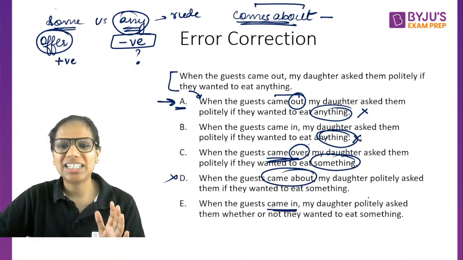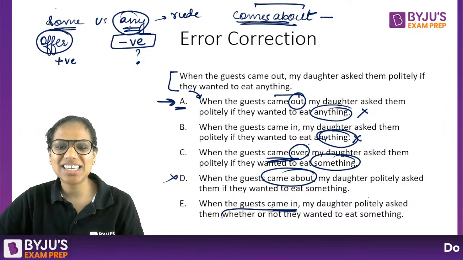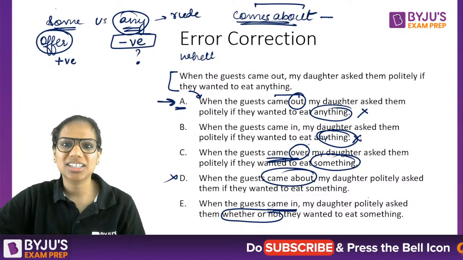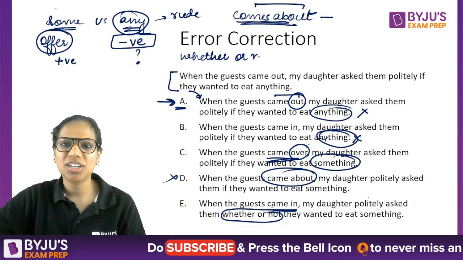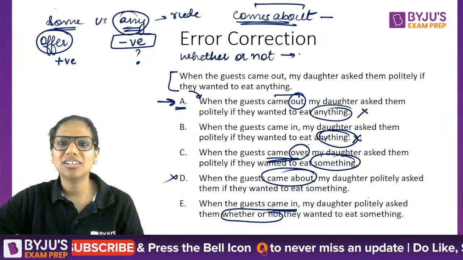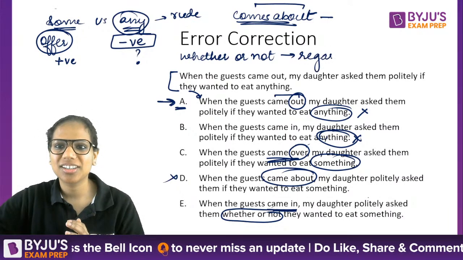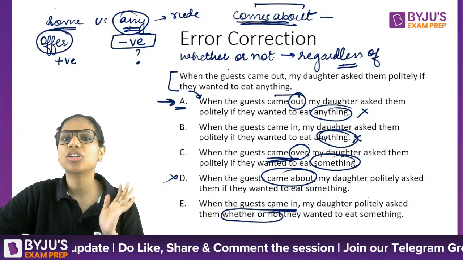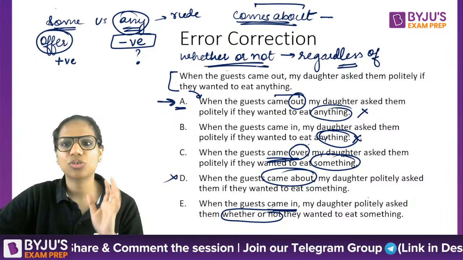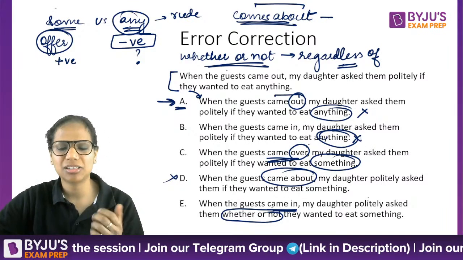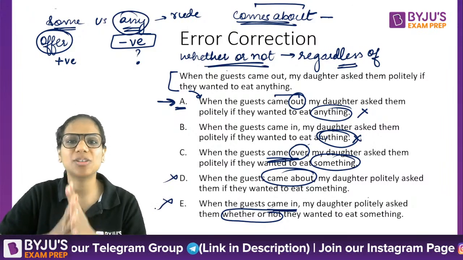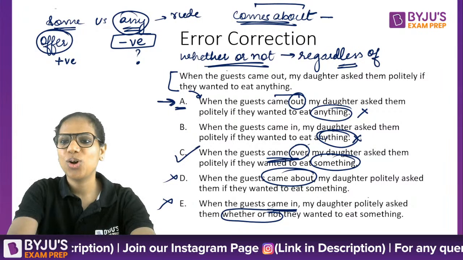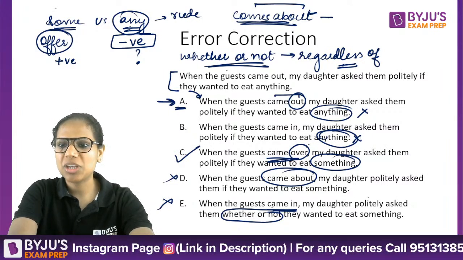My daughter politely asked them whether or not. This is incorrect here. Whether or not is used when you mean regardless of. I am going to see the movie whether or not you see it with me. Right? Whether or not you see it with me. So, regardless of, it does not matter. So, this does not fit in the present context. And that is why our answer is C. All right. I hope this makes sense.